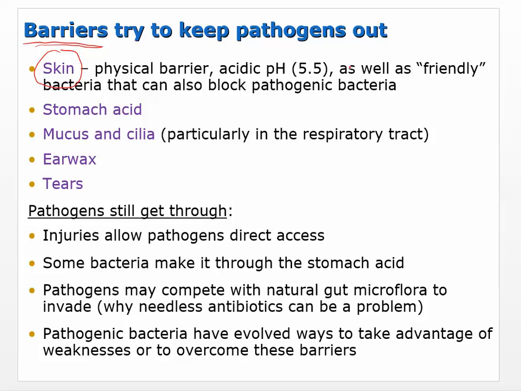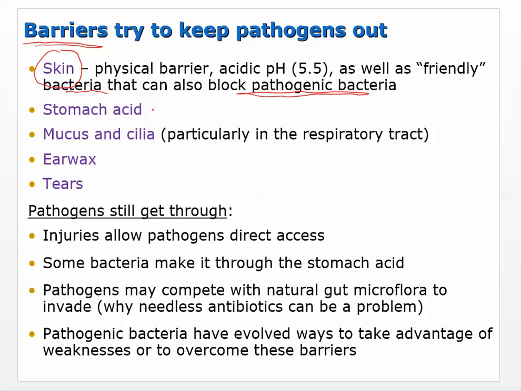So it keeps the pH at about 5.5, which is obviously lower than most areas inside the body. And so it tends to destroy any bacteria that would be able to normally live inside the body. We also have friendly bacteria that live there, and those bacteria will block any kind of pathogenic bacteria. It's already sort of an occupied space, and so the pathogenic bacteria are unable to move in for that reason.